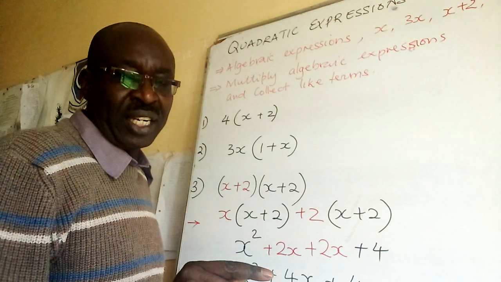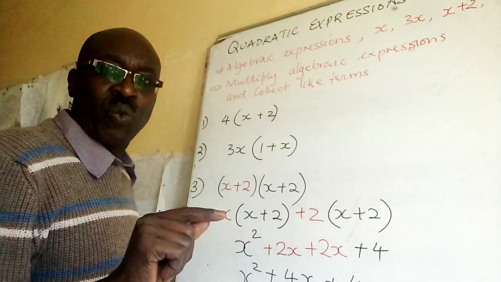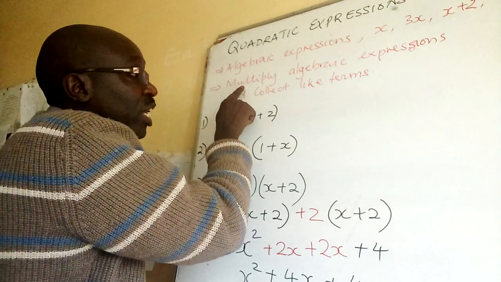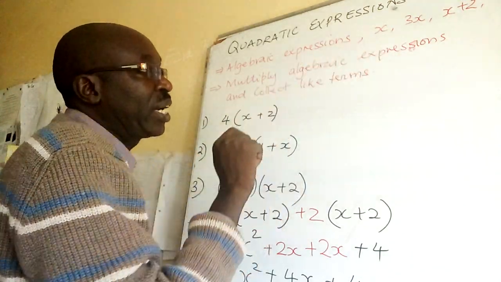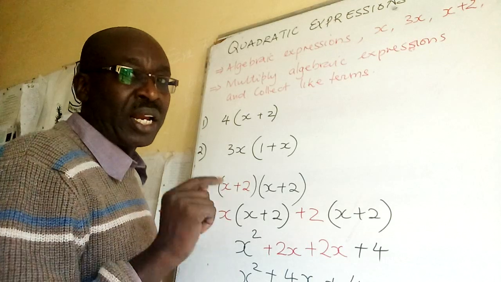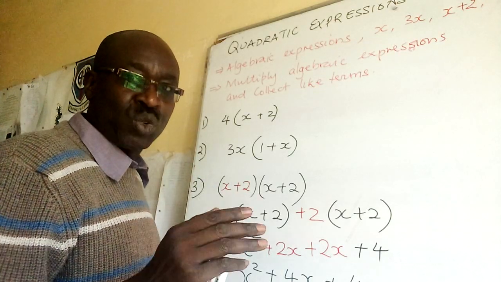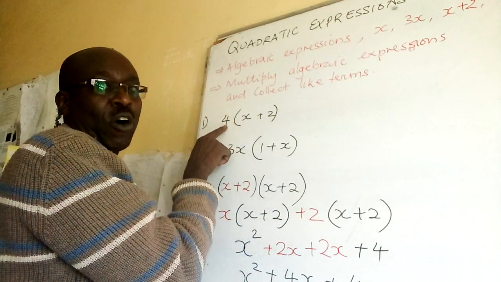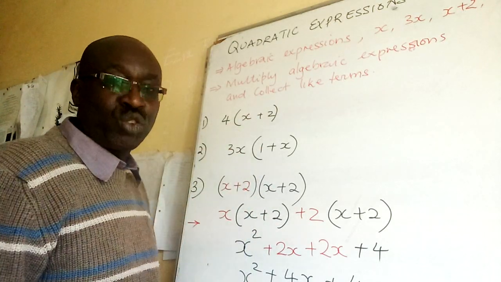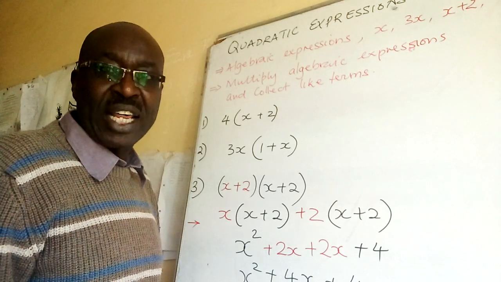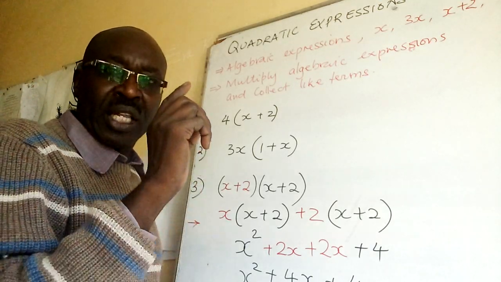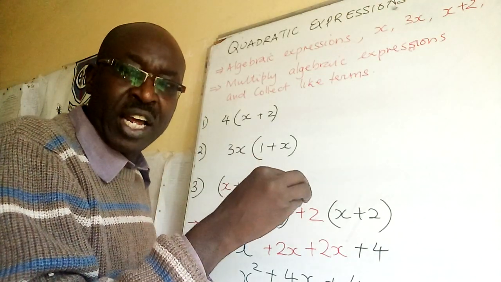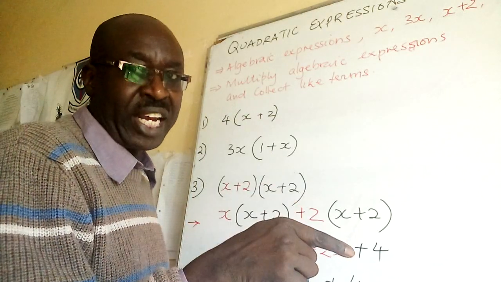Let us see what happens if we multiply them. Okay? So our core thing is multiplying algebraic expressions. And when we do that, remember to collect like terms. So I have an example here, 4 times (x + 2). If I'm to multiply that, remember the factor which is outside the bracket is distributed to the elements inside the bracket.